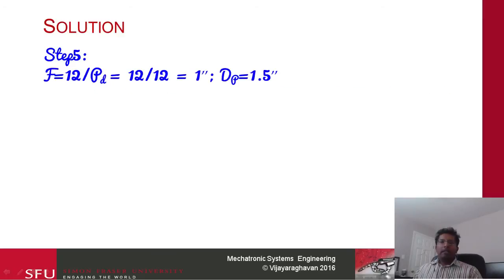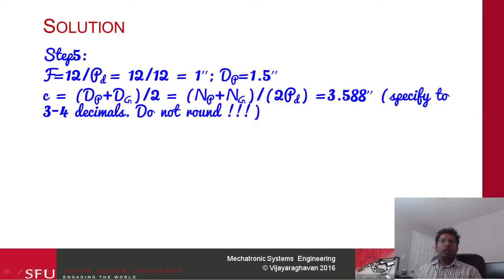So then we calculate the center distance. The center distance is the sum of the two diameters divided by 2, which can also be written as the number of teeth in the pinion plus the number of teeth in the gear, the whole thing divided by 2 times the diameter pitch. So this comes to 3.588. Keep in mind, we want to specify this to 3 to 4 decimal places, so do not use the preferred dimension. So keep in mind that you do not round this.